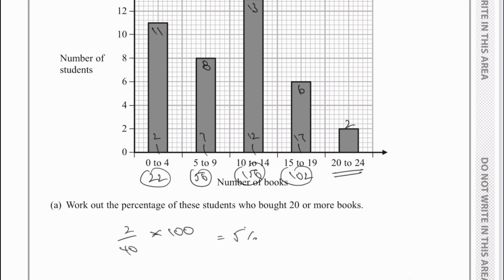And then finally the 2 students at the end who bought between 20 and 24 books, well, they bought an average of 22 books each, so they actually bought 44 books in total, because 2 times 22 is 44. So the total number of books is going to be all of these added up together. Okay, so let's just do that.